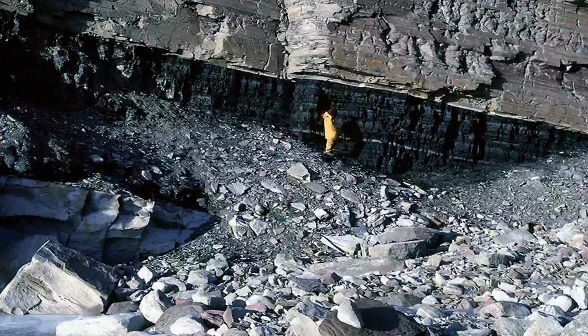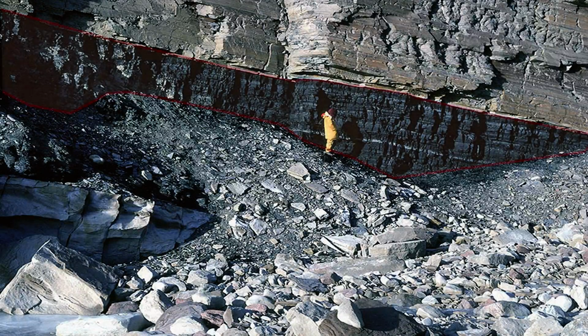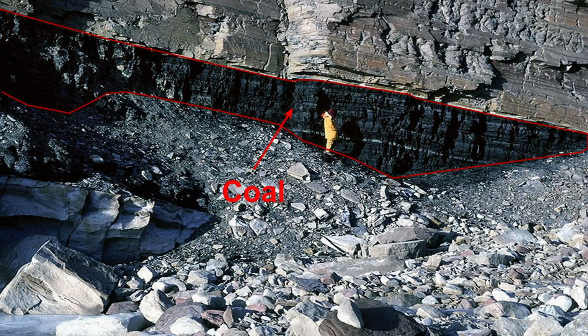So first things first, here's a scientist looking at this rock outcrop, and you notice a very clear boundary in these strata, these sedimentary layers for the most part. And I'm going to highlight this in red right now. But this is essentially coal. Coal forms from a very specific process.